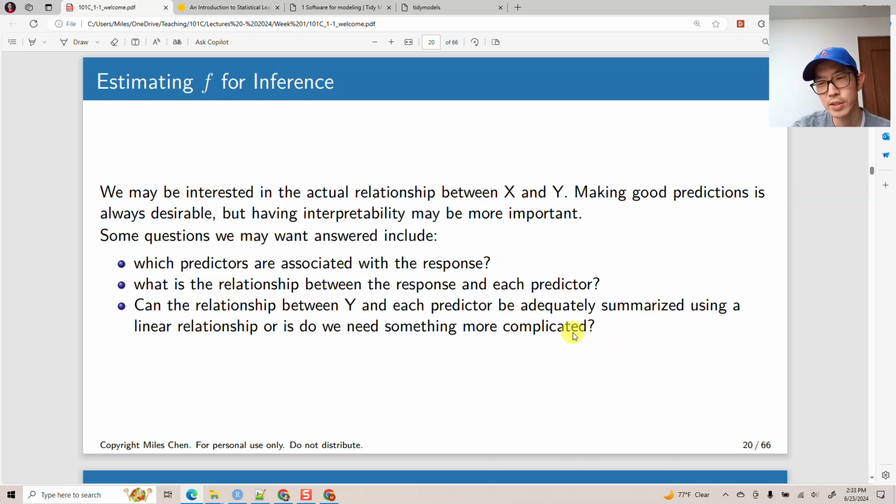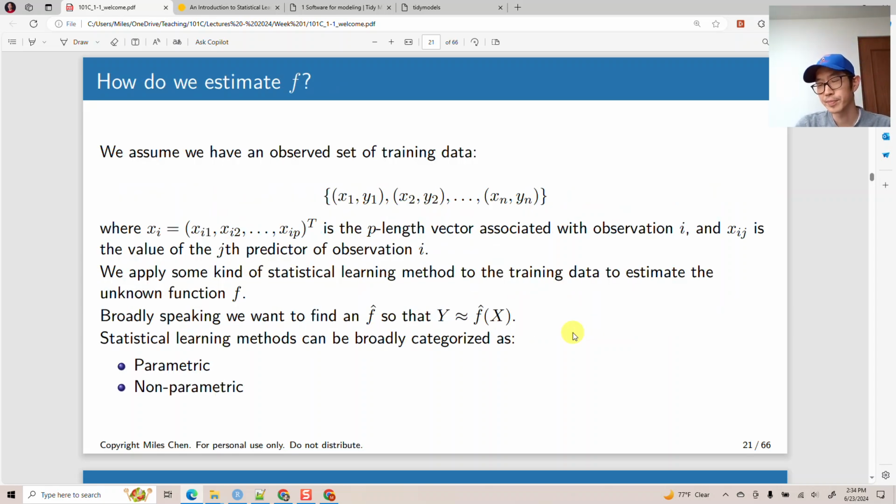And so questions that we might want to answer are things like, which predictors are associated with the response? What's the relationship between the response and each predictor? Or even, what is the form of the relationship? Can we explain it with a linear relationship, or do we need something more complicated? These are the kinds of questions we might want to answer, and in that case, we model f with the goal of inference in mind.